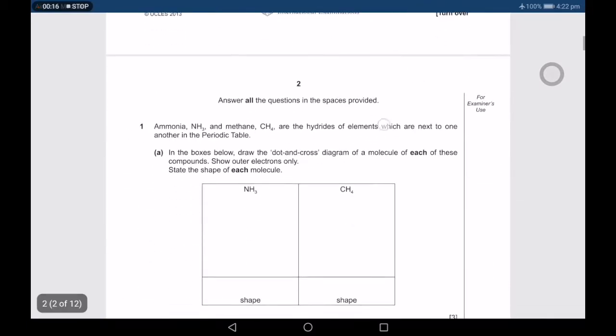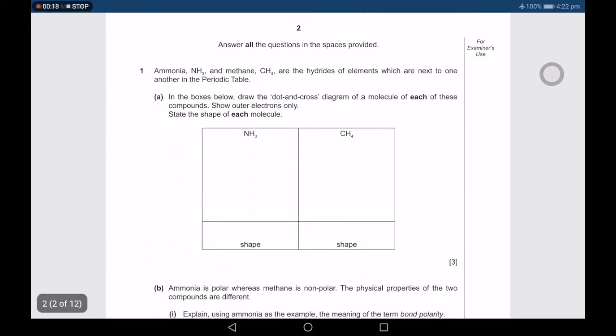Ammonia, NH3, and methane, CH4, are the hydrides of the elements which are next to one another in the periodic table. So you can look at the periodic table in your data booklets. You'll see that C and N are next to each other, and they have given hydrides, meaning the compounds of these elements with hydrogen. In the boxes below, draw the dot and cross diagram of a molecule of each of these compounds. Show outer electrons only. State the shape.